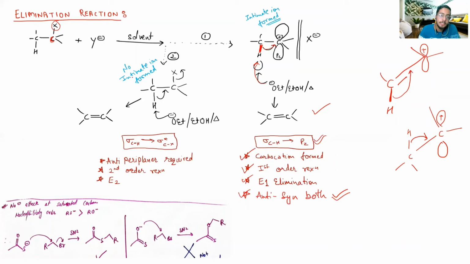On the other hand, in the second case there is no intermediate ion formed, or I can say there is no formation of a carbocation. In this case, when a base attacks the beta hydrogen, the CH donates into the antibonding of the CX, and only then does the CX leave. So the sigma CH is donating into the sigma star of the CX. Here we also get the same alkene product, but here an antiperiplanar arrangement is required, and it is called a second order reaction, the E2 reaction.